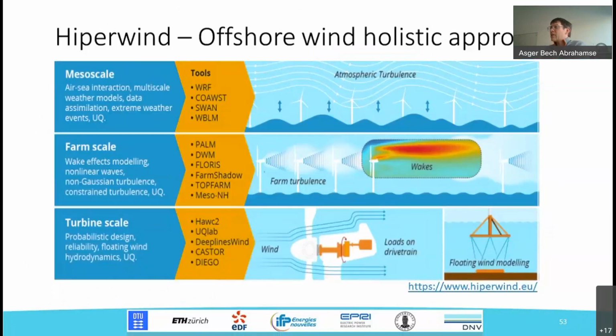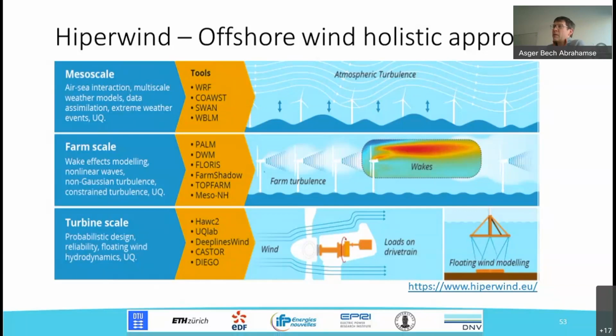So if I just illustrate a little bit more what Raja was explaining, Hyperwind is starting with the mesoscale atmospheric description of what is the atmospheric turbulence, what wind phenomena we will see in the atmosphere. And in order to understand what that means for the loads acting on the different turbines, this is what we want to try to take into account in Hyperwind.